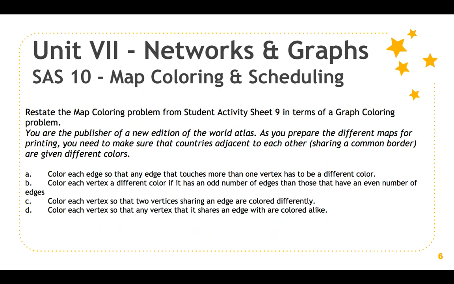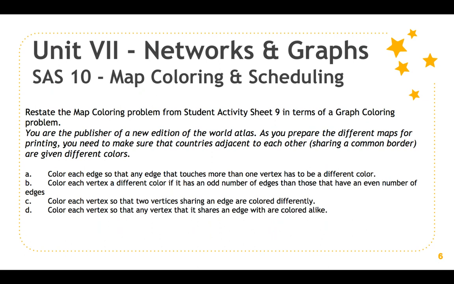Color each vertex so that 2 vertices sharing an edge are colored differently. You know what? We just said that if 2 vertices share an edge, it's the same as 2 regions on a map sharing a border. In that case, we'd have to actually color them different color regions, right? Well, C looks like a good answer. Color each vertex so that the 2 vertices sharing an edge are colored differently. That is a great answer.